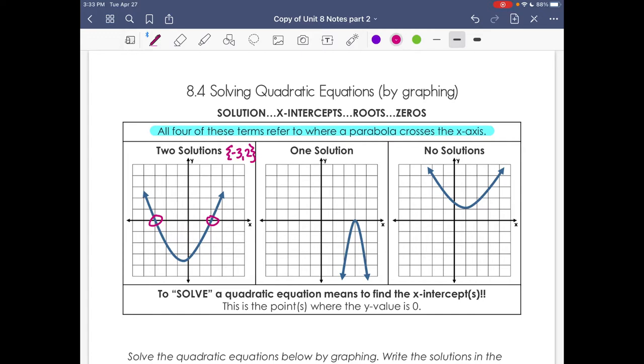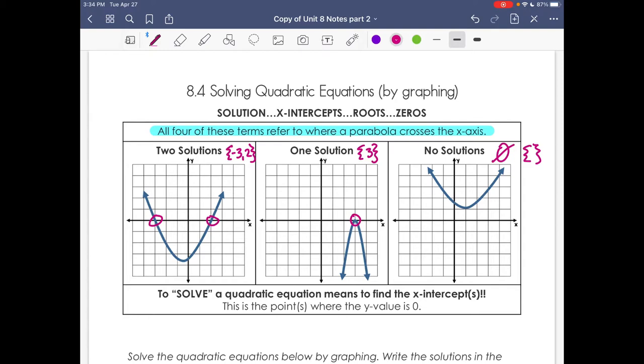The second one only has one solution because it just goes up, touches the x-axis, and turns around and goes back. So this one, the solution would just be 3. No other number there. And then the last one never touches the x-axis. All of it is above the x-axis because the vertex is above it, and then it's going up, so it never makes it. So this one is a no solution, which you could also show by just drawing what's called the empty set, and it's two braces with nothing inside.